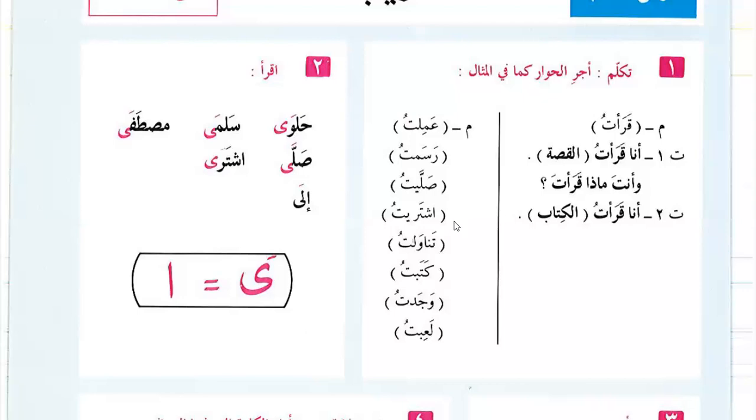What is that, sir? Ishtaraitu, I bought. Oh, is that all? I can't see it properly. Ishtaraitu. Ana ishtaraitu qamis. Wa anti matha. I have to write all.